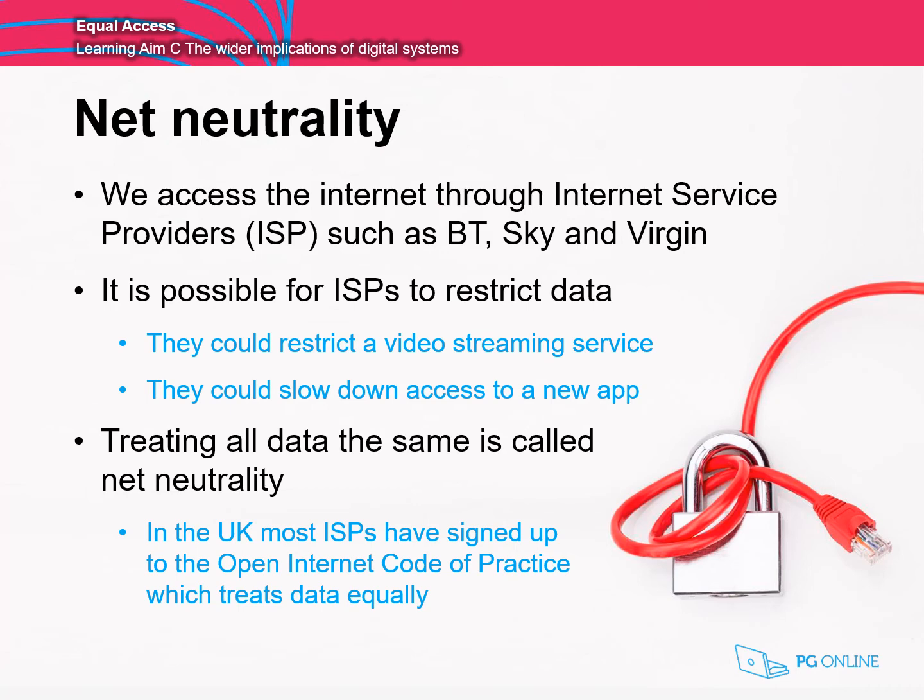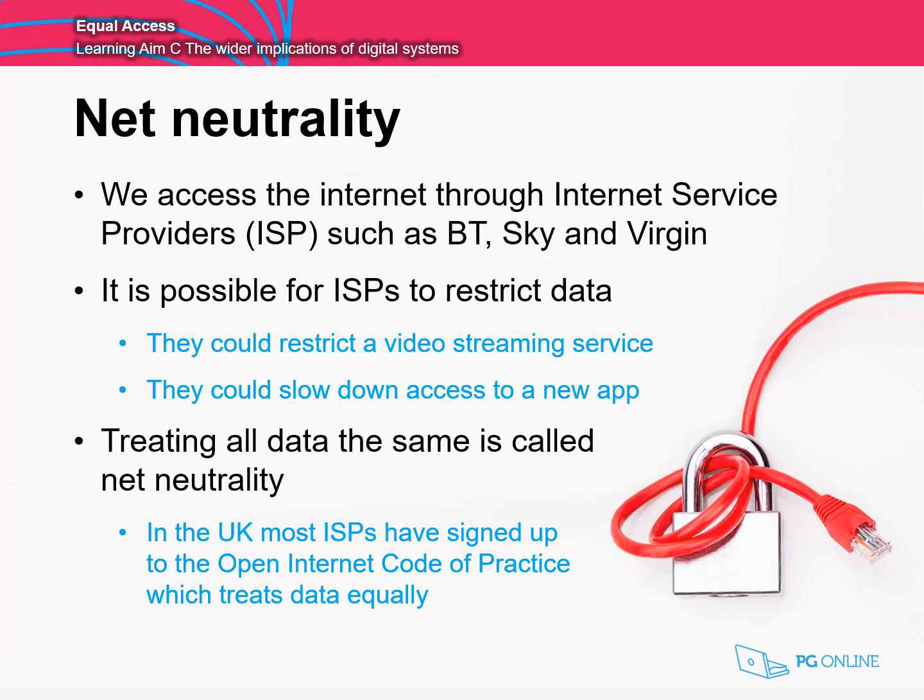To access the internet, we pay monthly subscriptions to internet service providers such as BT, Sky and Virgin. It is possible for these internet service providers to restrict the data that we can access. For example, they may restrict a video streaming service. So BT may decide to block YouTube or Netflix.